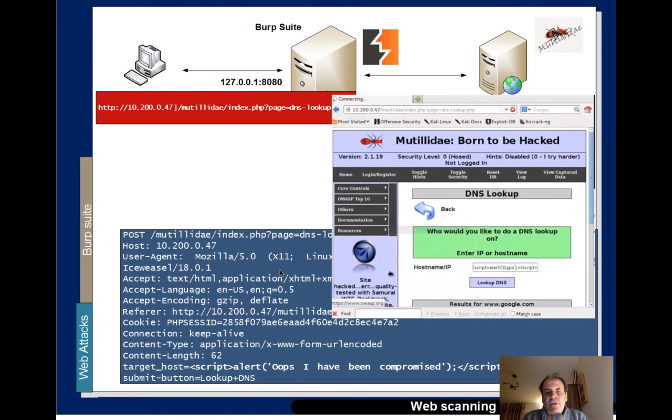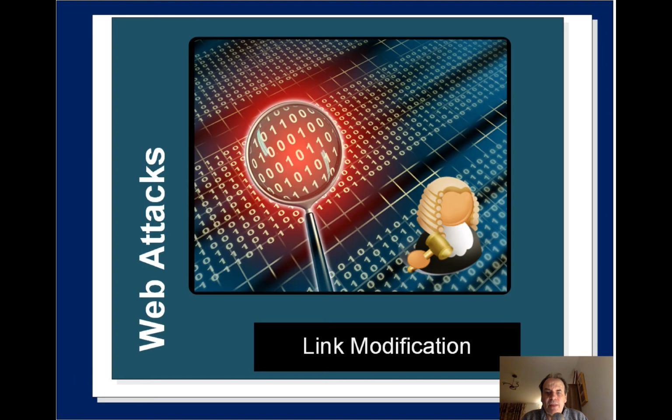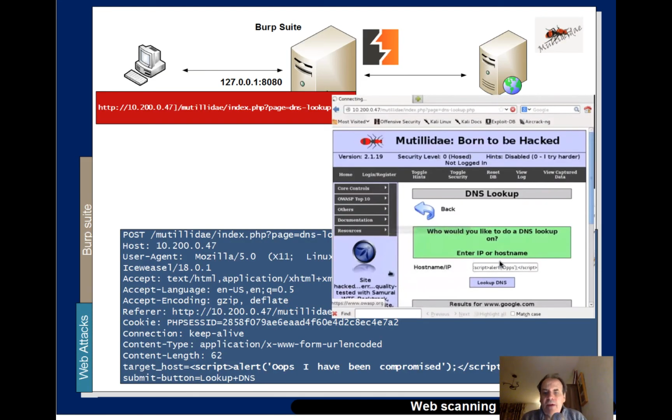It is also possible, if a name is going directly from this text box into the derived page, to inject some script. In this case, this is a perfectly valid script. If it isn't checked, then this script will fall straight through into the page, and in this case it will cause a pop-up alert to be shown when we do a DNS lookup. So it's injected some code in there.